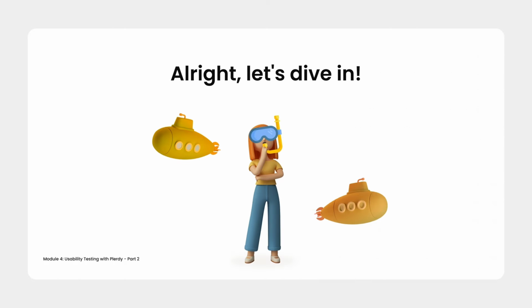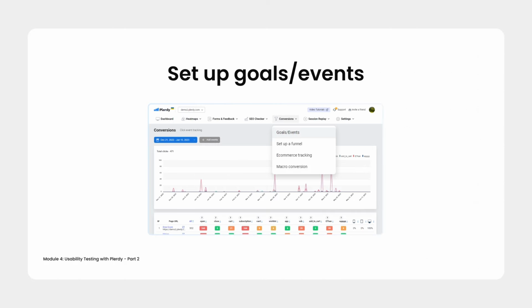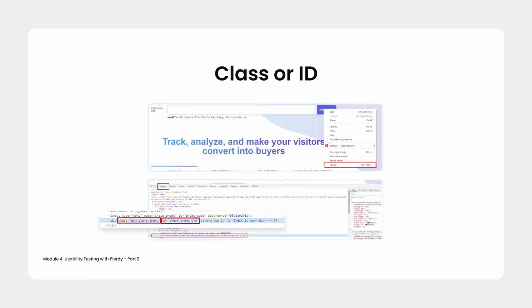First, log into your Plerdy account and navigate to Conversion Setup Goals Events. There, you'll find step-by-step instructions to help you along the way. To set up an event, 1. Start by opening your website and locating the button or element you want to track. 2. Right-click on it and choose Inspect. 3. Look for a class or ID associated with the element and copy it.